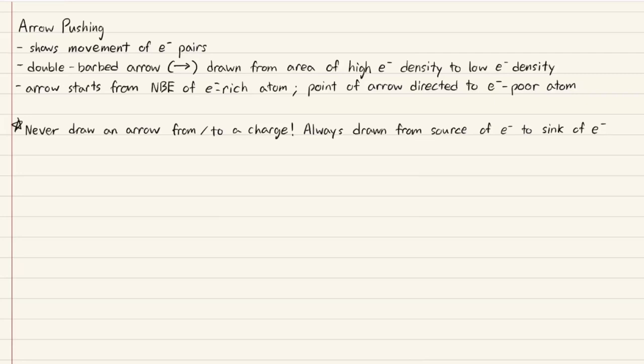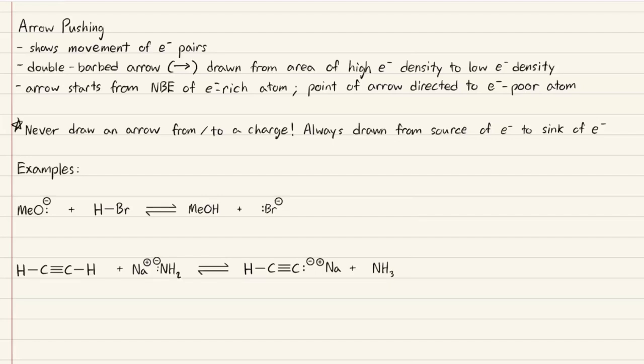Let's revisit the examples of acid-base reactions we saw earlier in the video and depict the movement of electron pairs using arrow-pushing formalism. We can start by identifying the electron-rich and electron-poor species in this reaction. The methoxide ion has an electron-rich oxygen atom, which will be the source of electrons. Hydrogen bromide has an electron-poor hydrogen due to the unequal sharing of electrons in the hydrogen-bromine bond caused by the difference in electronegativity. This electron-poor hydrogen will be the sink or final destination of the electrons.